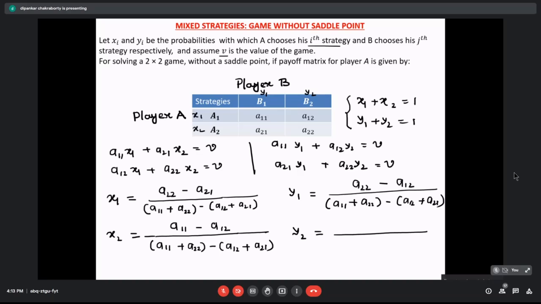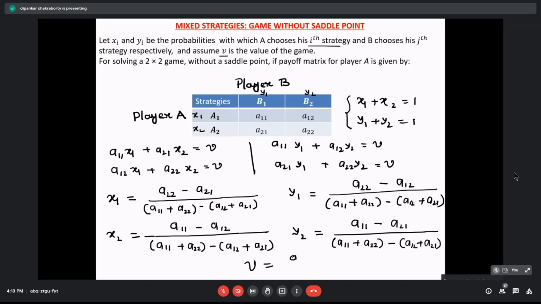y2 means we are going to leave this, we are not going to come here. And what is the principal diagonal here? a11 minus a21, divided by the same denominator, a11 plus a22 minus a12 plus a21. And the value of the game v is also very interesting.